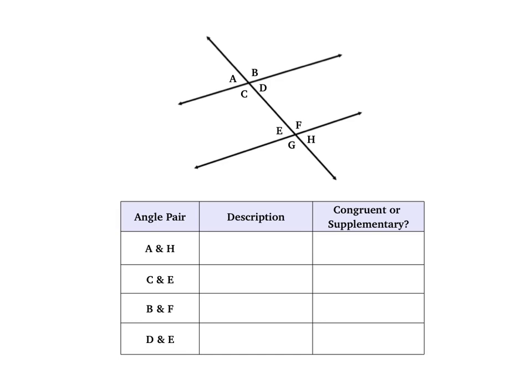So here in this table below, the first one to look at would be A and H. Well, I see that my transversal is right here. That's the one cutting through the parallel lines. And A and H are on opposite sides of that, so I know it's alternate. And then A and H are outside of the parallel lines, so these would be alternate exterior angles.